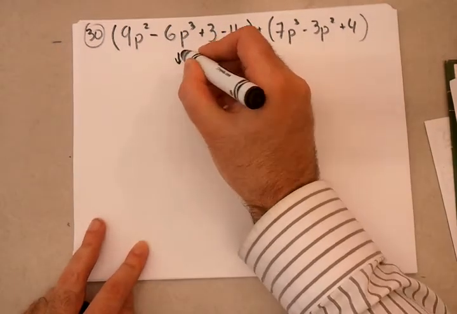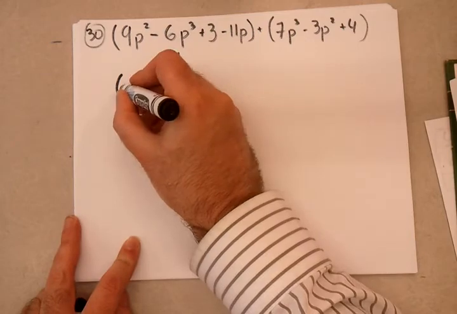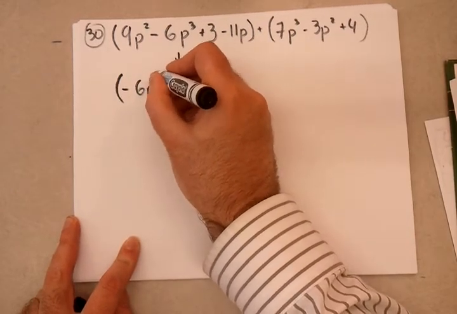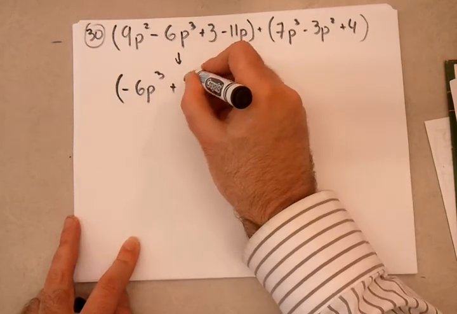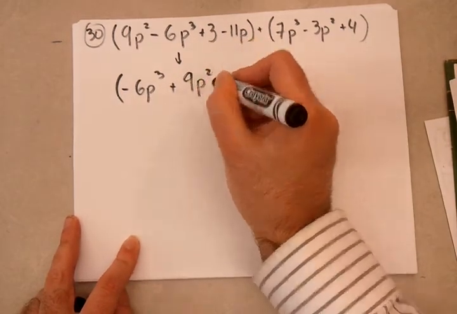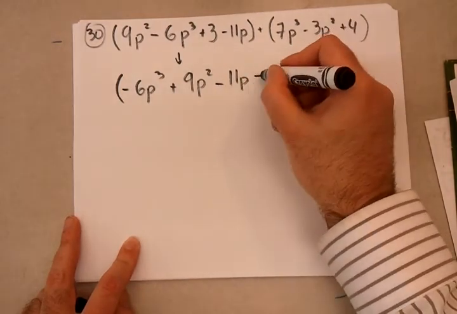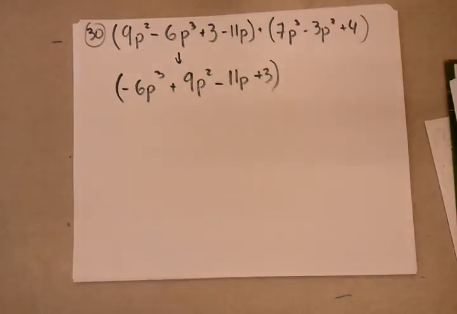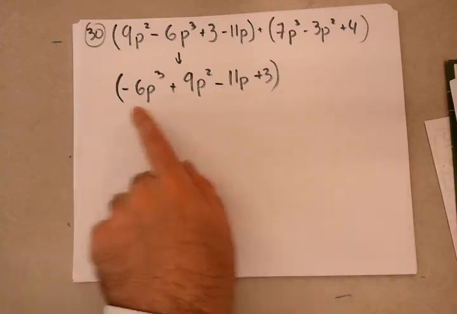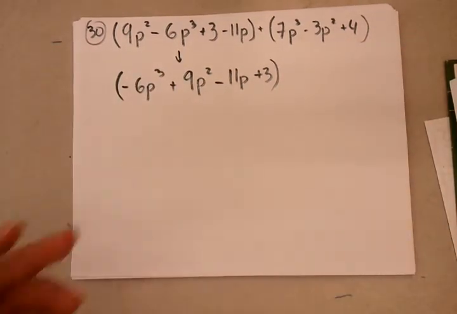So I'm going to write the first polynomial in standard form down here. The negative 6p to the third has to go first. It's the highest degree. Then comes the second degree, the 9p squared. Then comes my first degree, which is the 11p, and the plus 3 is the 0 degree, it's last. So now I'm going to go ahead and stack them. Now that this is in standard form, I'm going to put this first, put this underneath, and add them together.